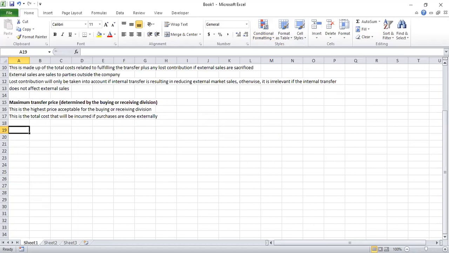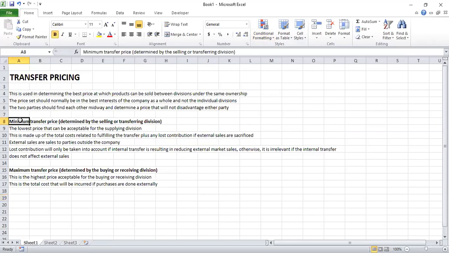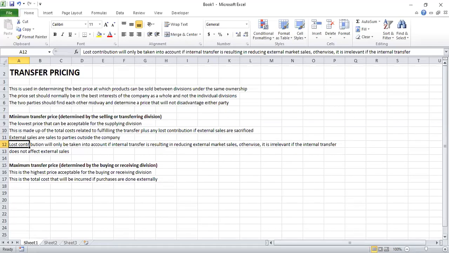Also remember that when you are determining your transfer price, your minimum transfer price, you have to check if the lost contribution comes into play or not. How do you check? You have to check if the company has got excess capacity or not. You will see it when we deal with the questions.